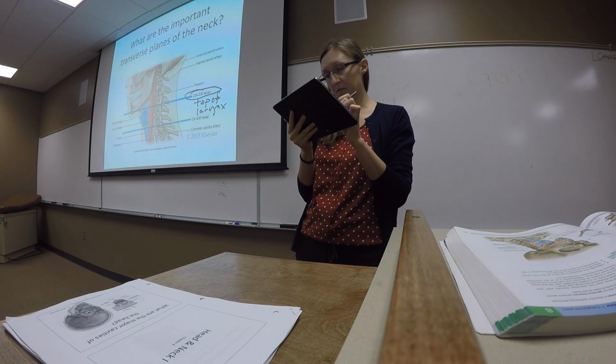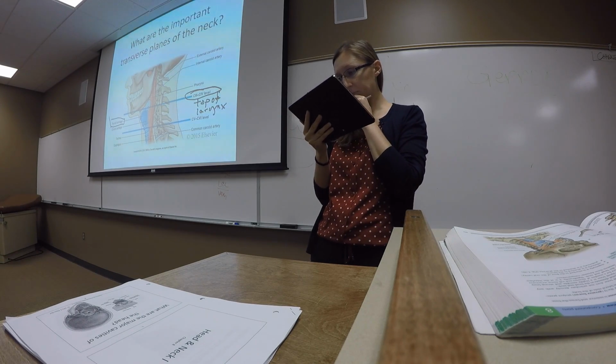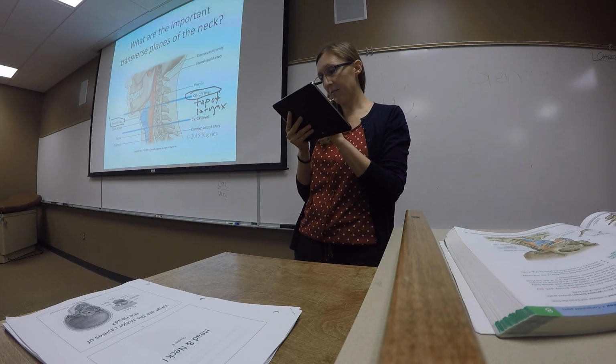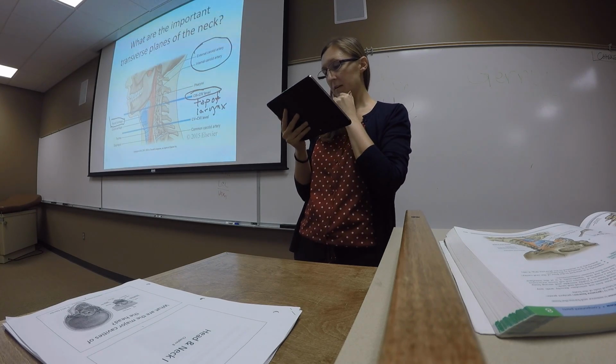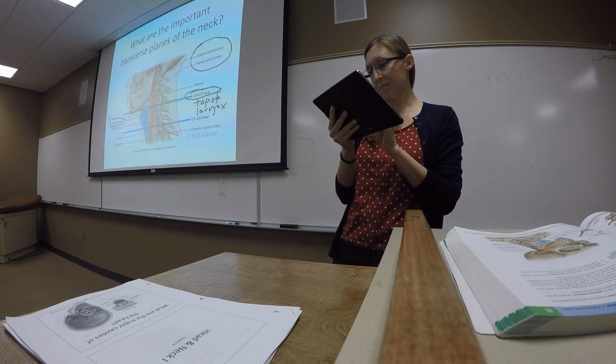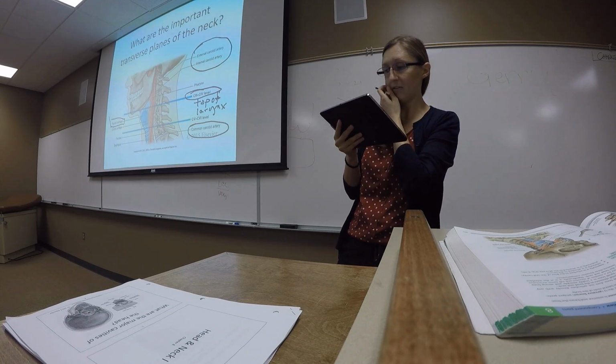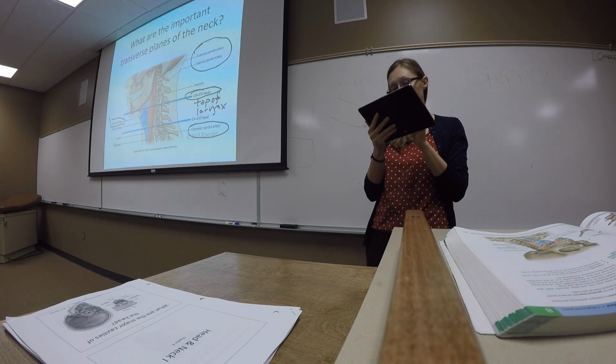Kind of see it at the top of that thyroid cartilage there. It's also the location where we have the bifurcation between the common carotid artery and the external and internal carotid artery. So we see that bifurcation right there.